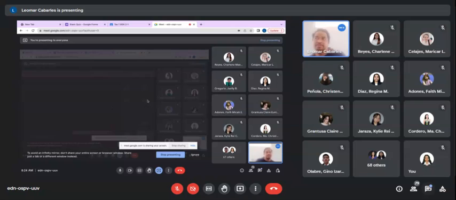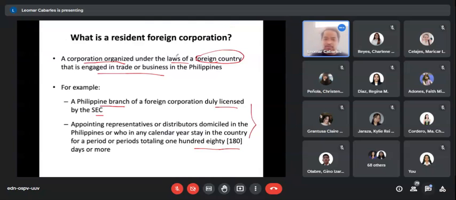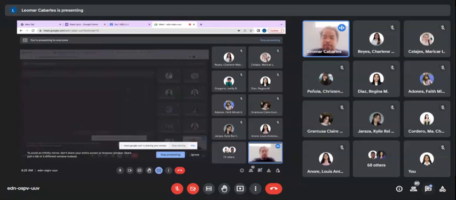The answer is you just have to determine which law was used in its incorporation. Okay, the law that organized the corporation determines whether a corporation is domestic or foreign.